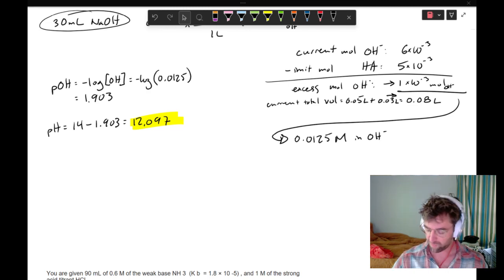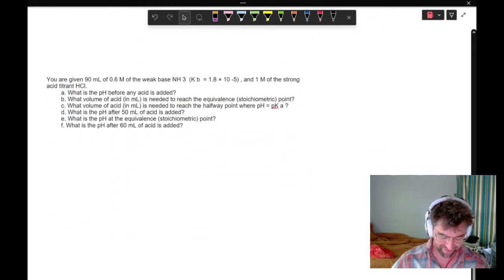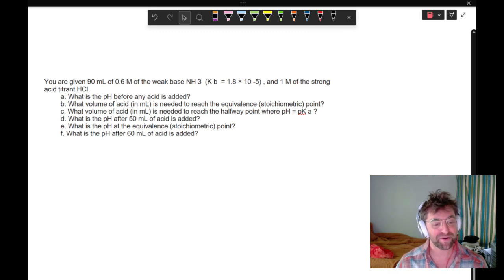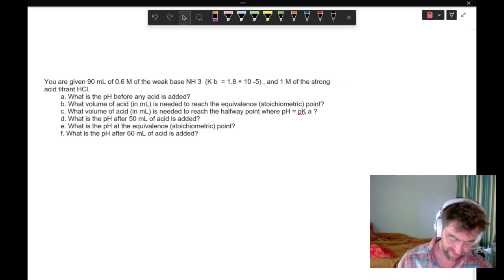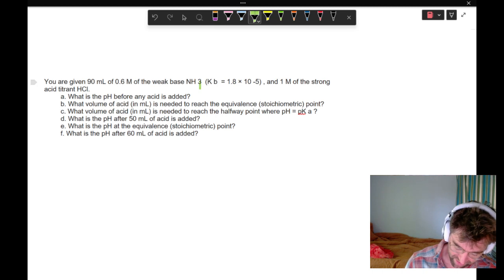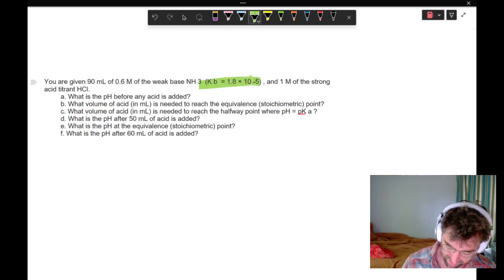Now we have a bespoke problem given to us by Dr. Shagley here. So we're given 90 milliliters of a 0.6 molar solution of the weak base ammonia. And he was nice enough to give us a Kb value here, which is great. And a 1 molar solution of the strong acid titrant, hydrogen chloride.